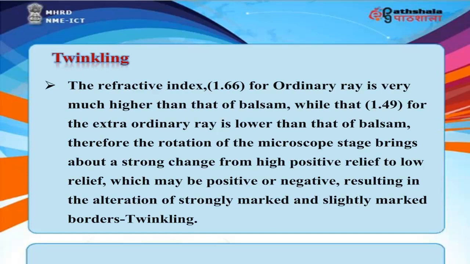The refractive index 1.66 for the ordinary ray is very much higher than that of balsam, while that of 1.49 for the extraordinary ray is lower than that of balsam. Therefore, the rotation of the microscope stage brings about a strong change from high positive relief to low relief, which may be positive or negative, resulting in the alternation of strongly marked and slightly marked borders. Twinkling.